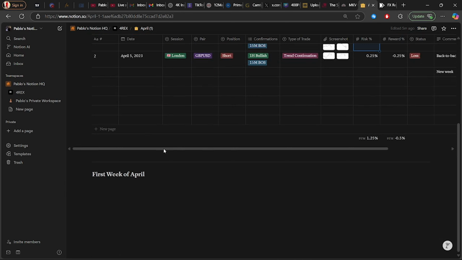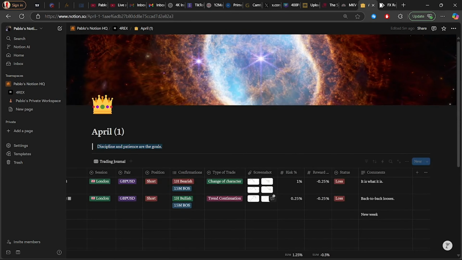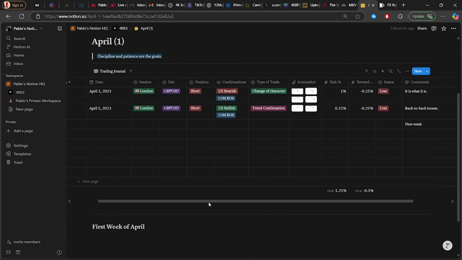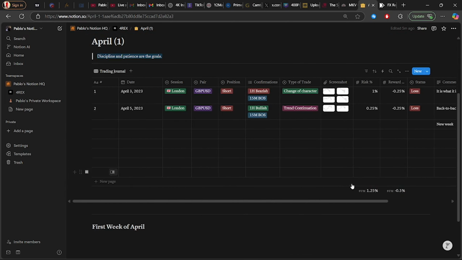And the reward is how much I made. This one I lost the trade, so I lost 0.25% on the trade, and then it starts with loss, win, or break even. Then the comment: it is what it is. So this is very, very simple and very, very basic. You know how to navigate it, but you can tweak it, do whatever you want to do.